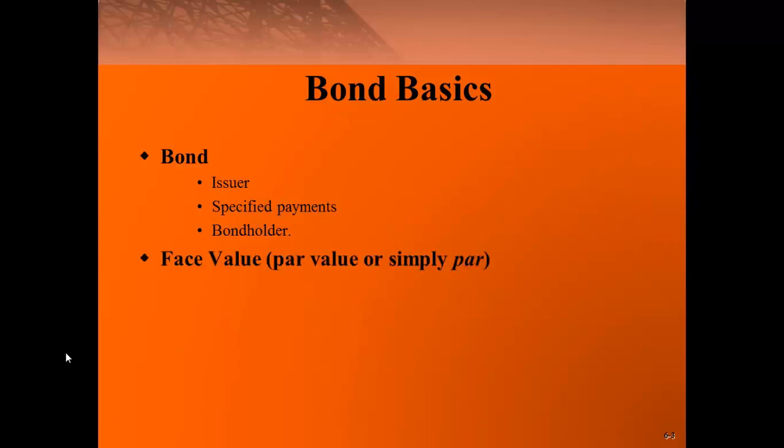The face value of the bond, or the par value, or simply the par of the bond, is the value at which the issuer of the bond borrows money for every bond that they issue. For example, if the issuer has issued a bond at a face value of 100, then when they issue the bond, they will receive $100 for every bond that they issue.